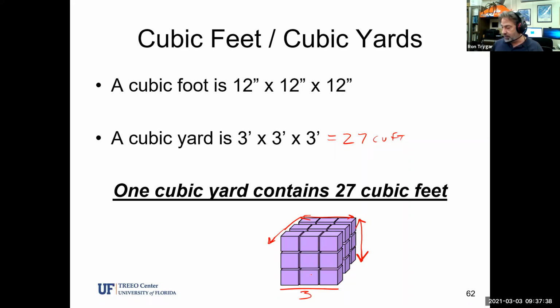So this is 3 feet, this is 3 feet, and this is 3 feet. So it's a cubic yard. Now, why is this important? Well, we order concrete as cubic yards. We take soil away from the job site in a dump truck, and the dump trucks are based on cubic yards in the dump box or the dump container itself.